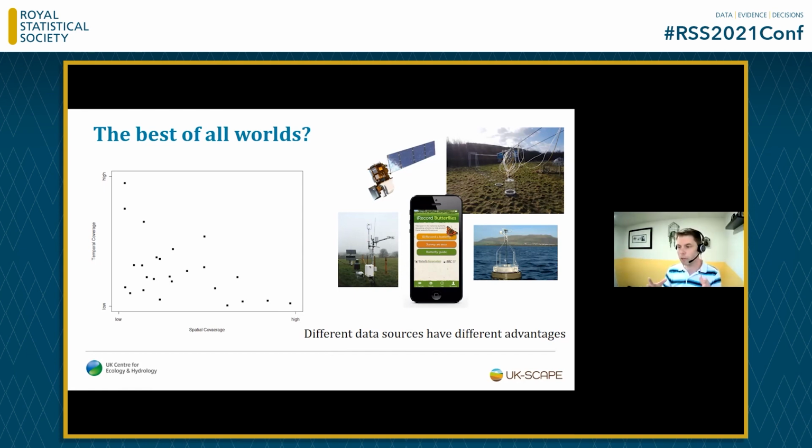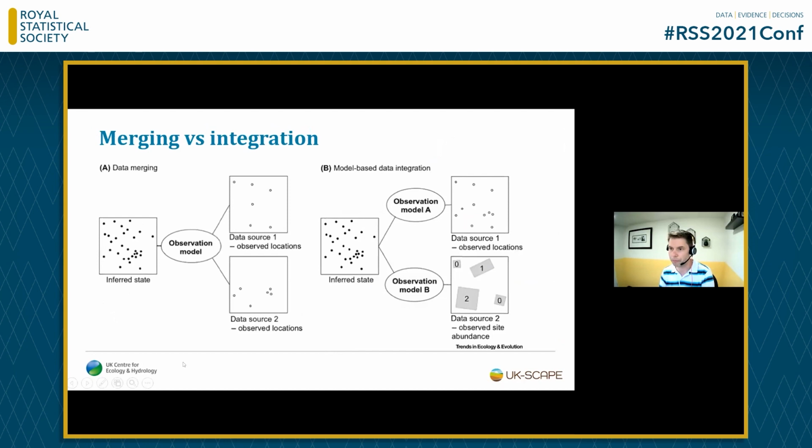So that's really the driver why we want to do this, to bring these two data sources together to get the best of both worlds. There are two different ways of doing that. One is to merge the data. This is how we've thought about it: you assume that the two data sets have the same observation process, you pool them essentially and just analyze them in a fairly straightforward manner.